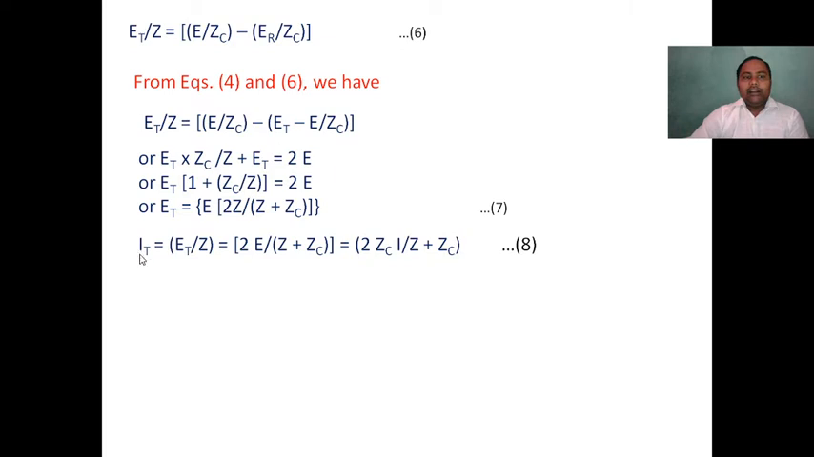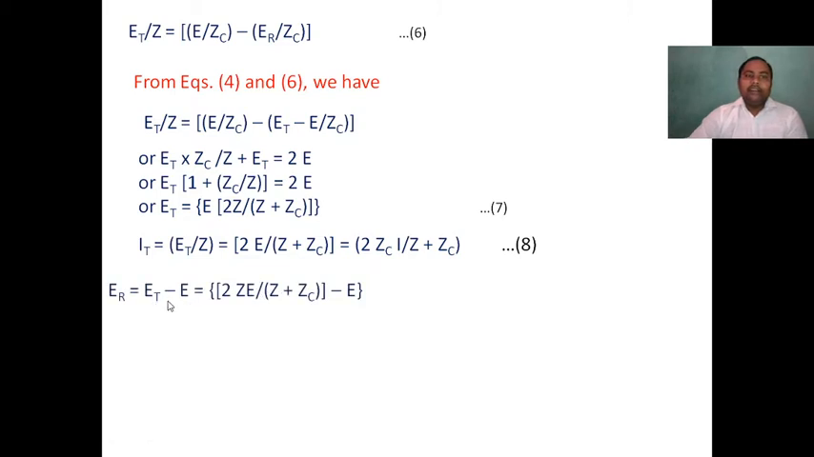In a similar manner, the transmitted current IT is equal to the transmitted voltage divided by the impedance. Substitute the transmitted voltage value. What is the transmitted voltage value? Et is equal to E into 2Z by Z plus ZC. If we simplify, we get the transmitted current IT is equal to the incident current into 2ZC by Z plus ZC.